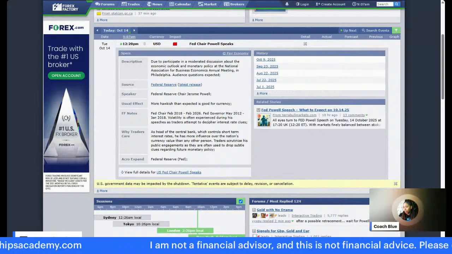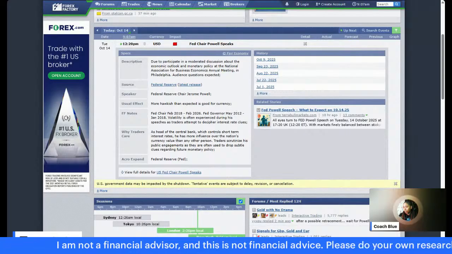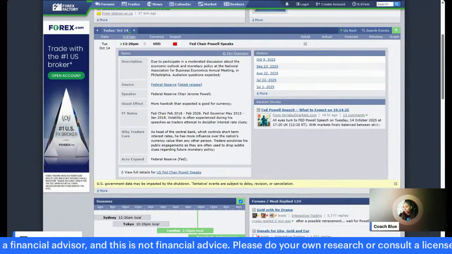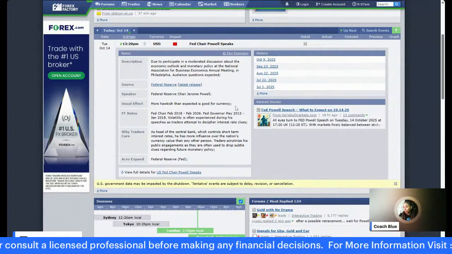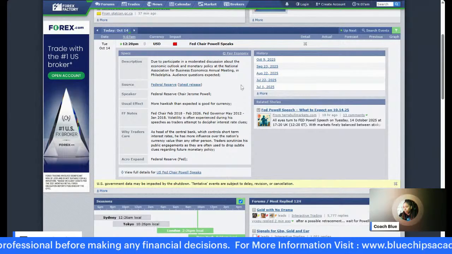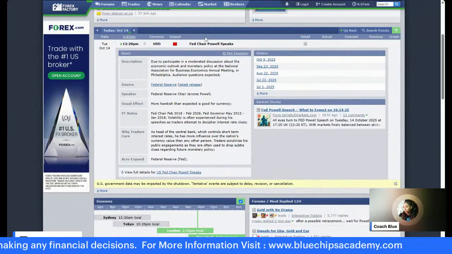So that's going to be kind of like an ongoing thing, but it's saying the usual effect of this news is a more hawkish than expected, and it's good for the currency. So we might get some positive bullish movement from it, but we'll see. We'll see, because the market can do, again, whatever it wants, whenever it wants. But we do have news.